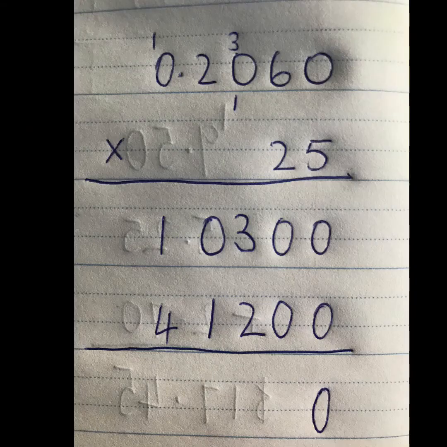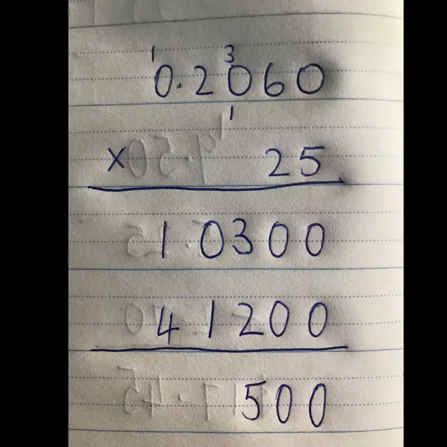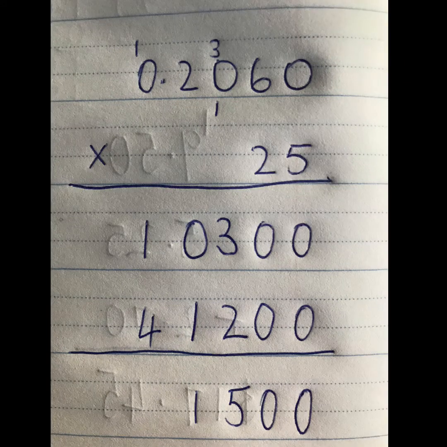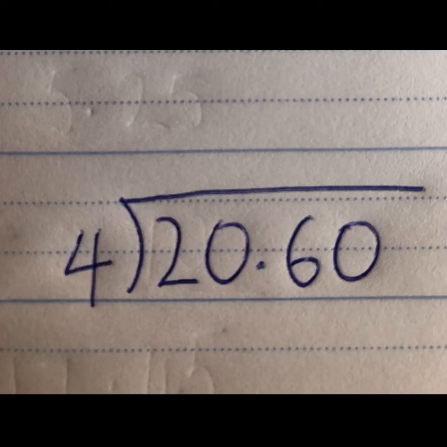Then we add them together. 0 plus 0 makes 0, and 0 plus 0 makes 0. 3 and 2 makes 5, 0 and 1 makes 1, and 1 plus 4 makes 5. Now in our sum up the top we had 4 numbers after the decimal point, so in our answer we need 4 numbers after the decimal point, so our answer is 5.1500, which makes sense because a quarter of 20 is about 5.